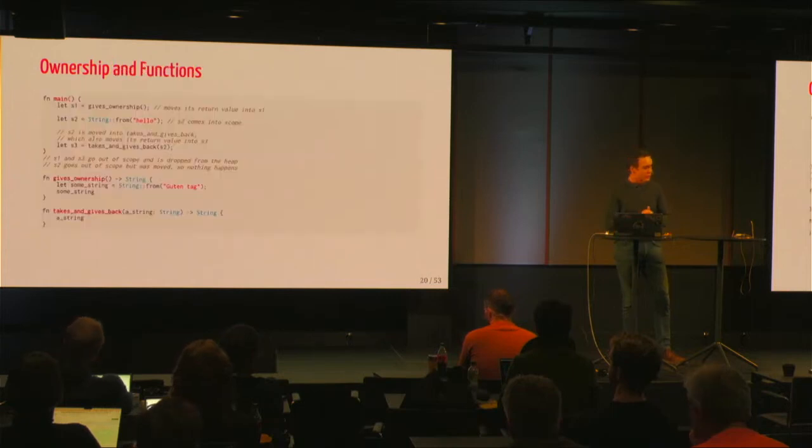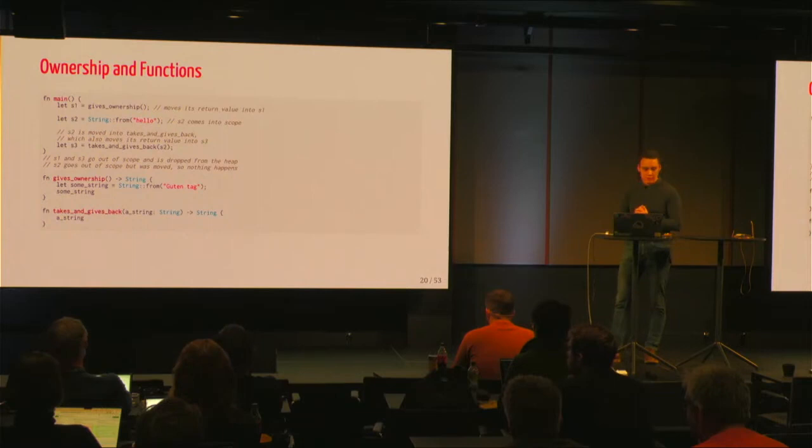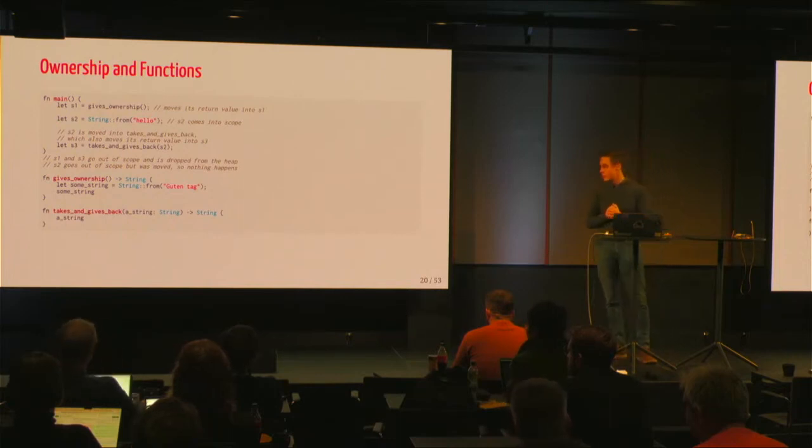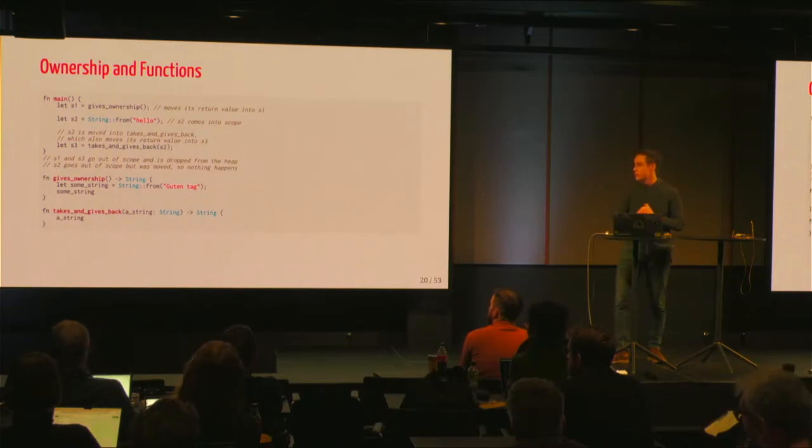And let's look at another example here with how this plays with functions. So here we have a main function at the top. We start by calling gives ownership. And it gives ownership at the bottom middle here. It creates a string, guten Tag, and then it returns the string. So inside gives ownership, this some string will have the ownership of the heap allocated guten Tag string, and then it's immediately returned. And then also the ownership goes out of this function and into S1 on the top here in the main function. So S1 becomes the owner of guten Tag.